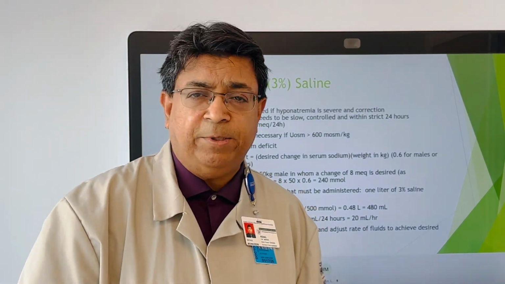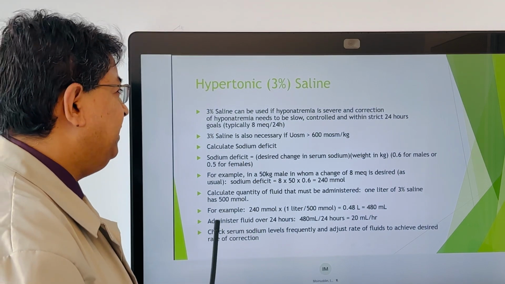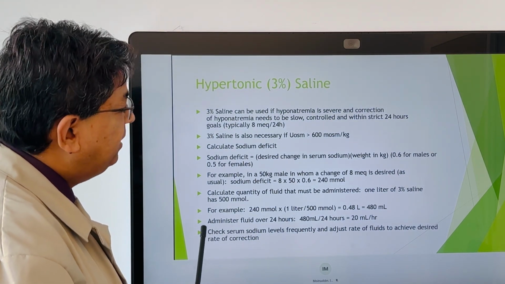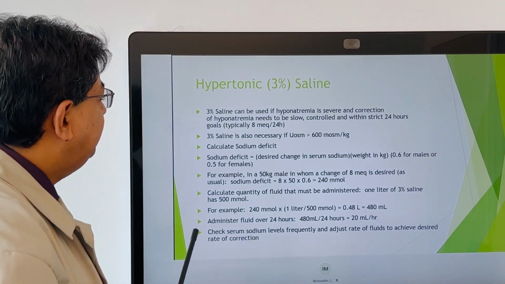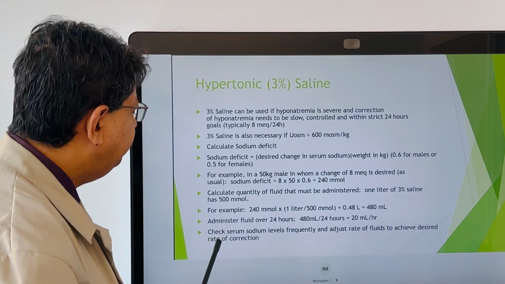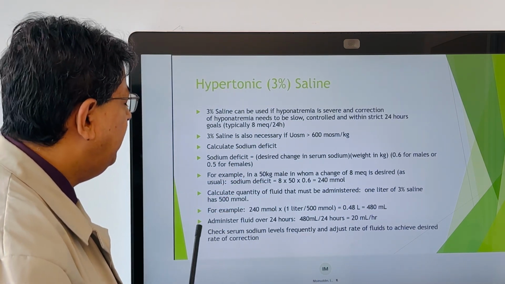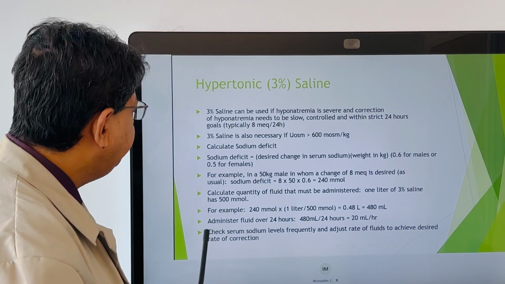When do you use hypertonic saline? If the hyponatremia is severe and correction of hyponatremia needs to be slow, controlled, and within strict 24-hour goals, 3% saline is appropriate. If the urine osmolality is greater than 600 milliosmoles per kilogram, 3% saline is typically appropriate or necessary.